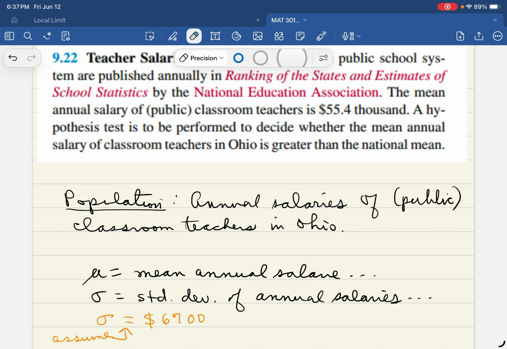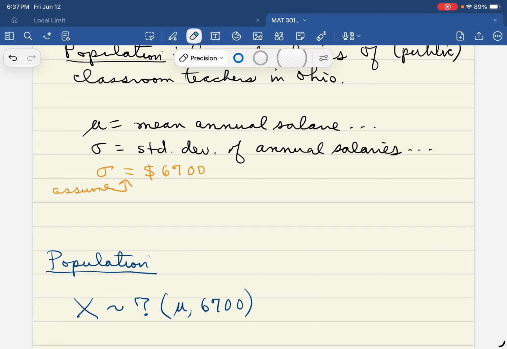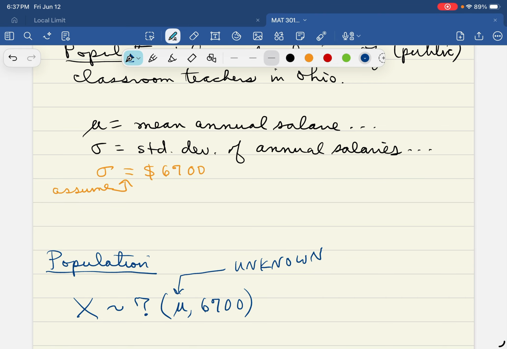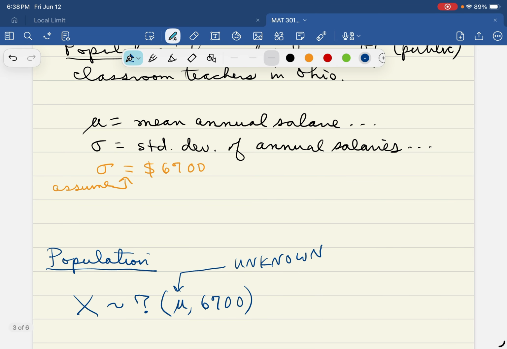Oh, and notice that in the context of the problem, they give the data in terms of thousands, but I'm just going to dispense with that and just put the actual amount. So, for example, 55.4, I'm just going to write 55,400. So we know that the population follows some distribution with a mean mu, and that's our unknown, with a standard deviation of 6,700. So we're going to perform a hypothesis test.